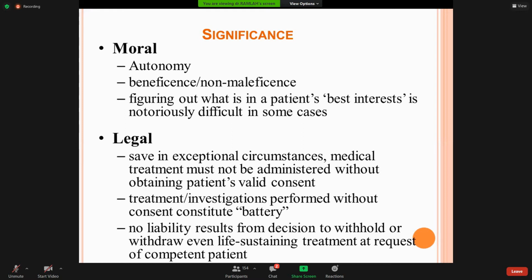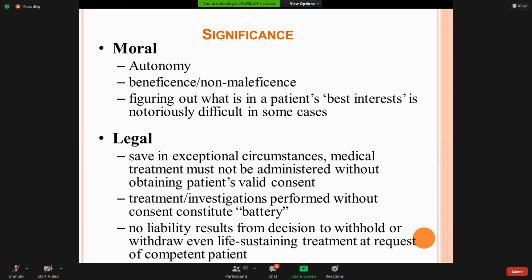Legally, how is it significant? It gives you leverage, or space, and makes you safe in exceptional circumstances while performing medical treatment. Take care, treatment must not be administered without obtaining the patient's valid consent. Because sometimes these situations arise, and if you have legal consent along with you, then you will be legally covered.